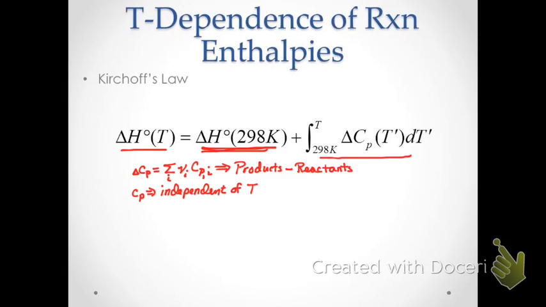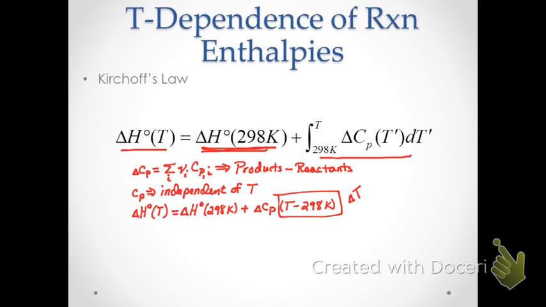Now, if we assume, again, that delta Cp is independent of temperature, and over a small temperature range, that's not a bad assumption, then this becomes an easy equation to evaluate, because the delta Cp will come outside the integral, and we're just left with integrating dT, which then becomes delta T in this circumstance. So in that case, it's a relatively easy computation.